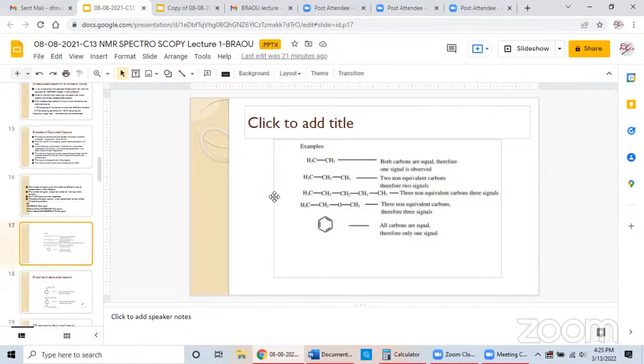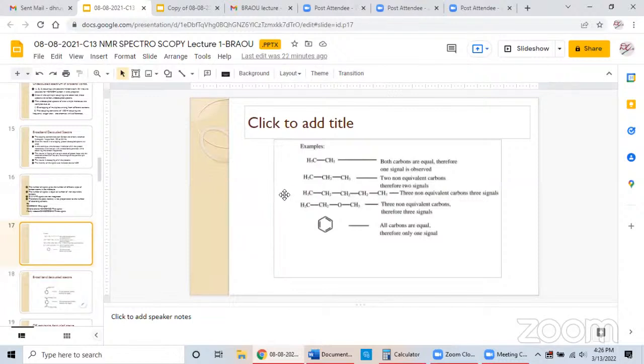Some more examples here I am giving you. Ethane. How many non-equivalent carbons are there? Only one, because both CH3s are the same. So both carbons are equal, therefore only one signal is observed in the broadband decoupled spectrum. Propane, you see. How many non-equivalent carbons are there? Two. This CH3 and CH3 are the same, and this CH2 is different. So you will get two signals.